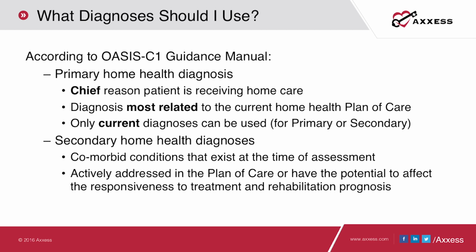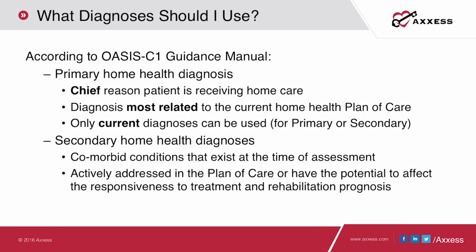Your primary home health diagnosis when you're looking at the OASIS, that should be the chief reason the patient is receiving home care. That primary diagnosis is usually in the first position, and that diagnosis is most related to the current home health plan of care, and it's only a current diagnosis that can be used in the primary position, and that also applies for secondary diagnoses as well. For example, if the patient had cholelithiasis, they went into the hospital and had their gallbladder removed, they no longer have cholelithiasis, so we don't code that in home care. Instead, we would code aftercare of the GI system.